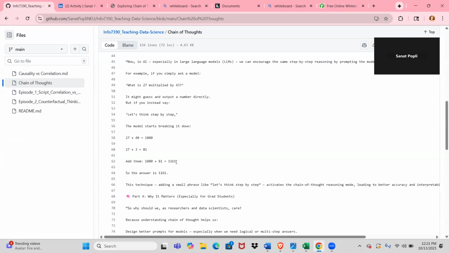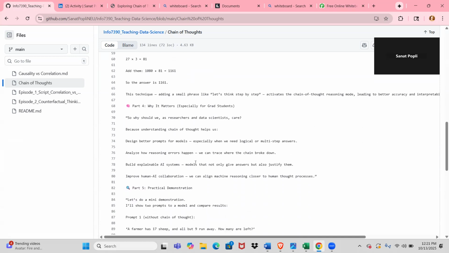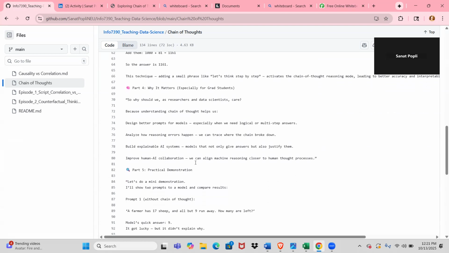Basically, this technique is called adding a small phrase like "let's think step by step", which activates the chain of thought reasoning mode, leading to better accuracy and interpretation. Why does it matter? Why should we, as researchers and data scientists, care? Because understanding chain of thought helps us design better prompts for models, especially when we need logical or multiple step answers. Analyze how reasoning errors happen: we can trace where the chain broke down. Build explainable AI systems, models that not only give answers but also justify them. Improve human-AI collaboration: we can align machine reasoning closer to human thought processes.